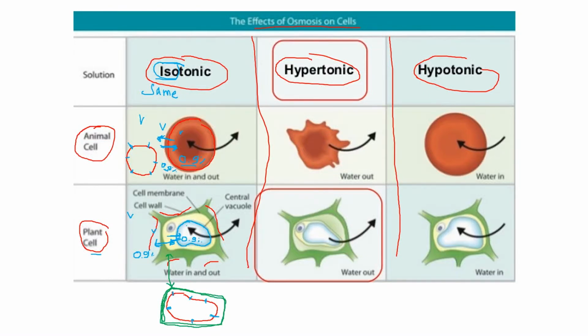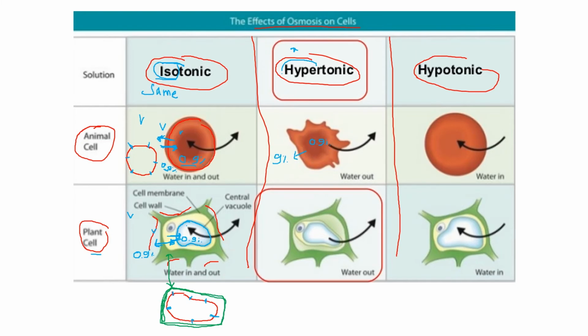But if we put animal cells in the hypertonic solution, it means that outside will be, for example, 9% of the salt, and inside will be 0.9% of the salt. So water will follow the salt, and we will have more water in the 0.9%. So water will leave animal cells, and animal cells like this red blood cell will shrink.